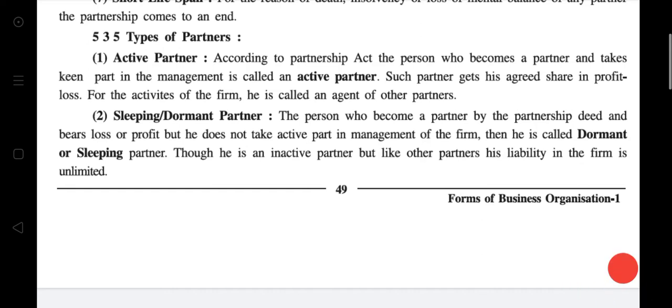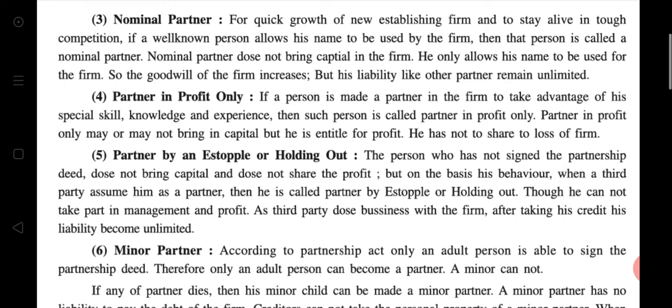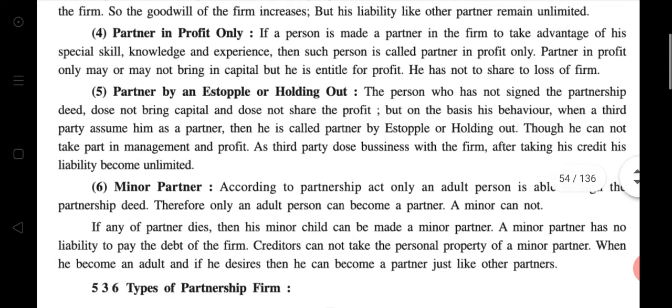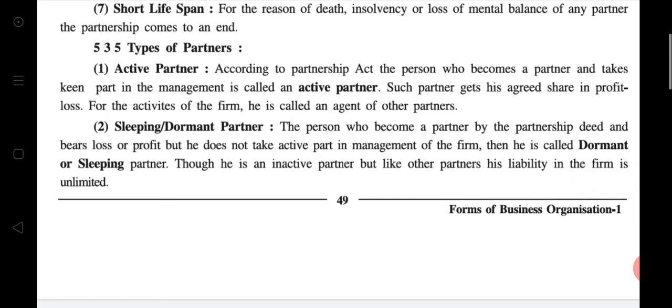Okay, so types of partner. Okay, active partner. According to Partnership Act, the person who becomes... wait. First, we just refer to the types of partner. First one is active partner, then sleeping or dormant partner, then nominal partner, then partner in profit only, then partner by estoppel or holding out, then minor partner. So there are six types of partner, and important definitions for examination are active partner and dormant or sleeping partner. These two are important for examination.